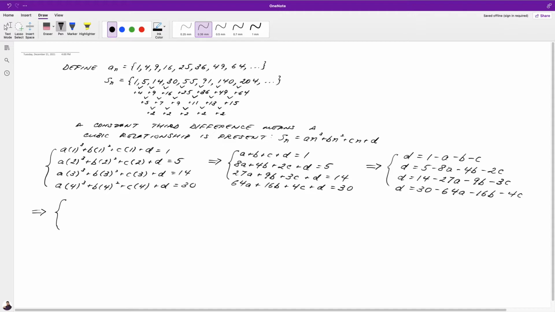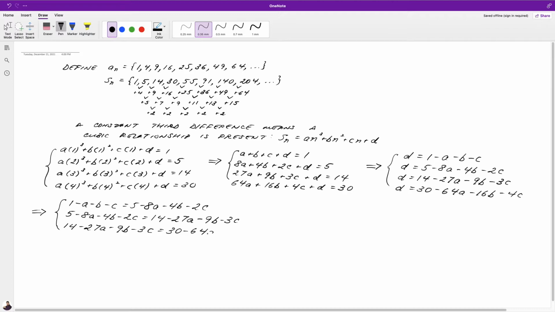So the first and the second equations can be set equal to each other. So we got 1 minus A minus B minus C is equal to 5 minus 8A minus 4B minus 2C. Okay, I can then set the second equal to the third. So it's going to give me 5 minus 8A minus 4B minus 2C is equal to 14 minus 27A minus 9B minus 3C. And then the third equal to the fourth, we're going to have 14 minus 27A minus 9B minus 3C is equal to 30 minus 64A minus 16B minus 4C.